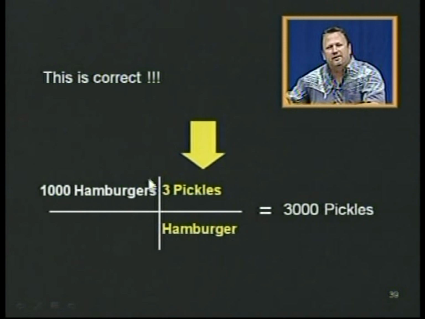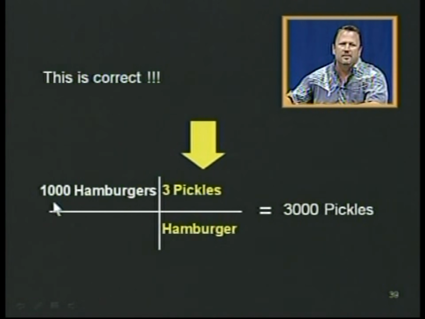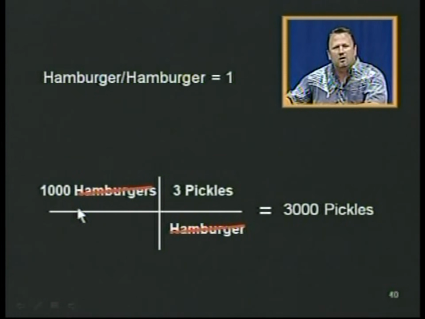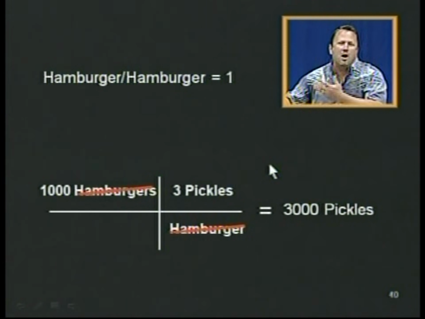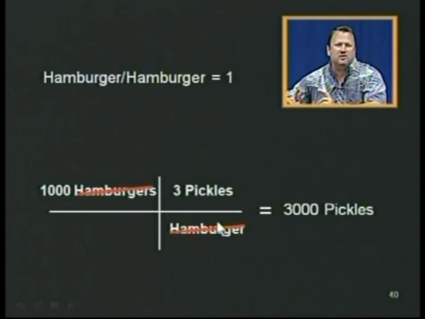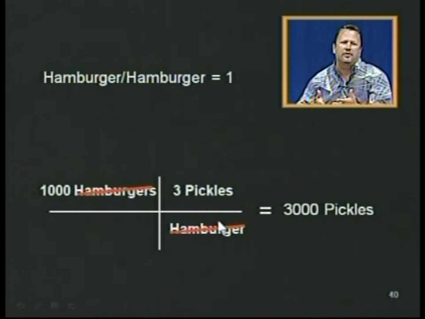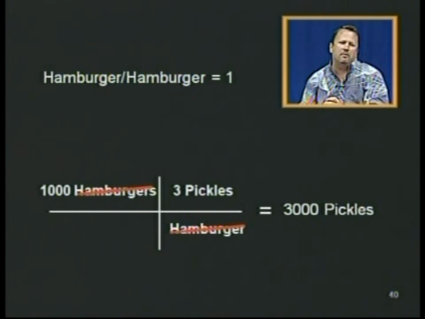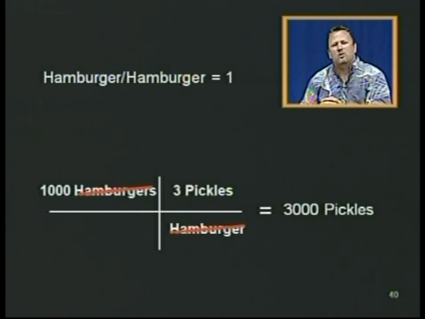And so that is how we use this setup right here. And so 1,000 times 3 is 3,000 pickles because the hamburgers cancel out. A hamburger divided by a hamburger is equal to 1. And multiplying 1 times anything is a complete waste of time. That's how these units cancel out. That's the word we use, canceling out the units. Because anything over itself, whether it's a number or a unit, is equal to 1. And so a hamburger divided by a hamburger is equal to 1. That's why we're left with 1,000 times 3 pickles.